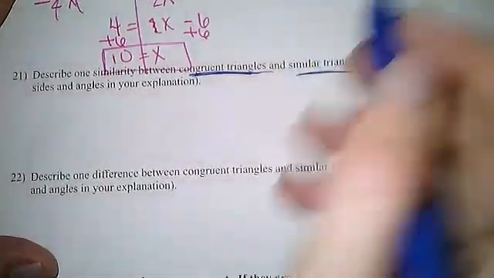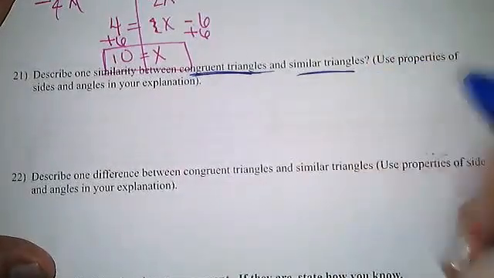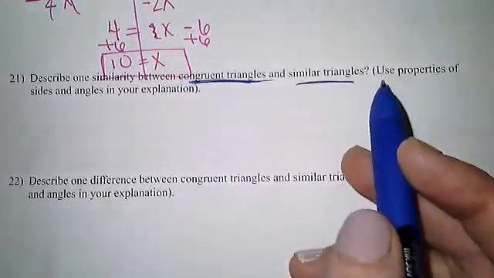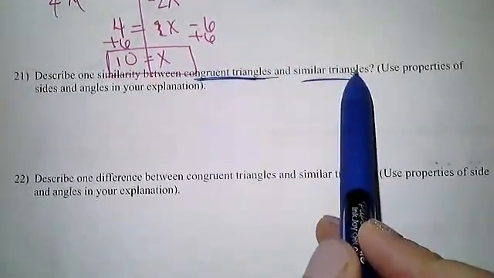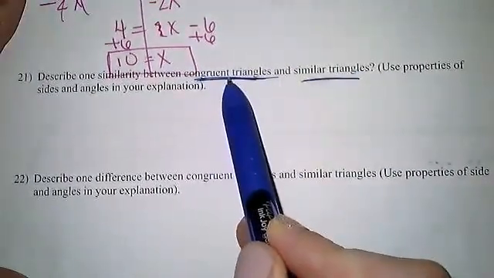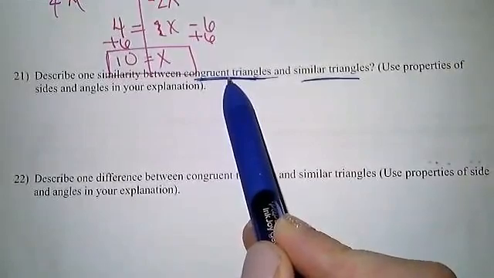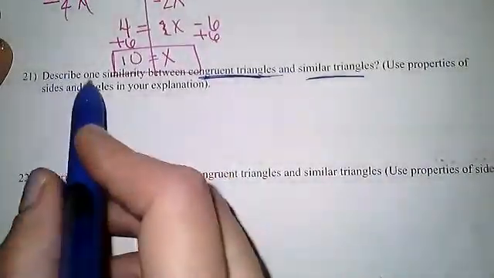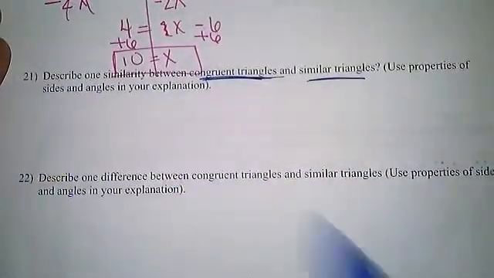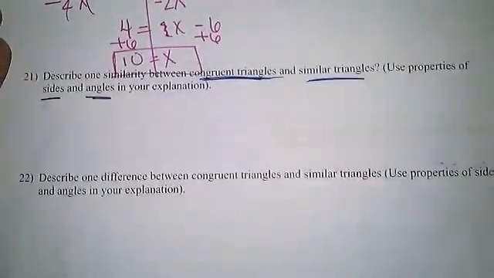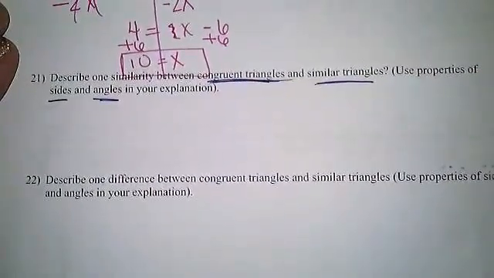So the similarity between them is they're the same. So congruent triangles and similar triangles. The similarity is that if two triangles are similar and they're also congruent, they have the same angles. So it says one similarity. It says use properties of sides and angles. So that's kind of supposed to jog your memory.